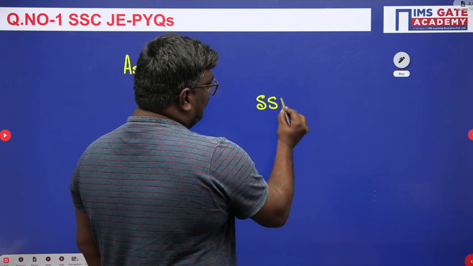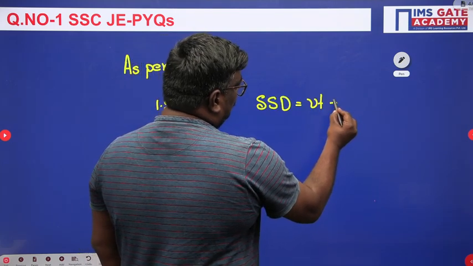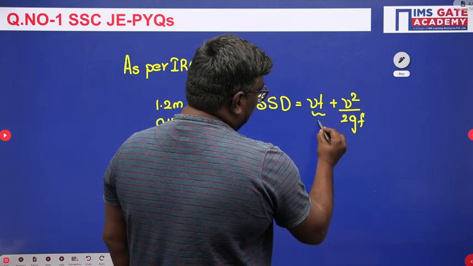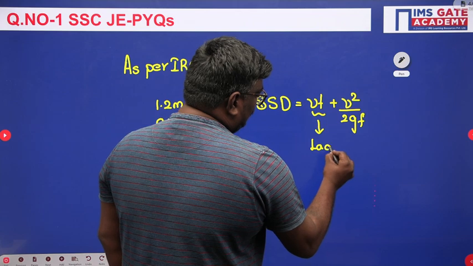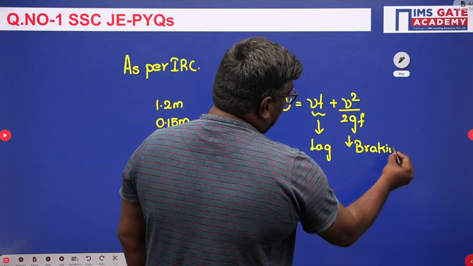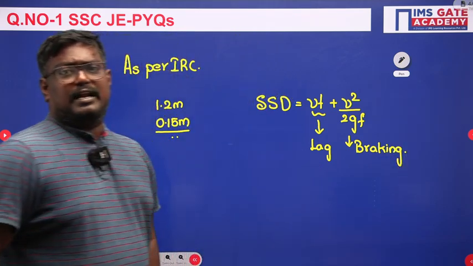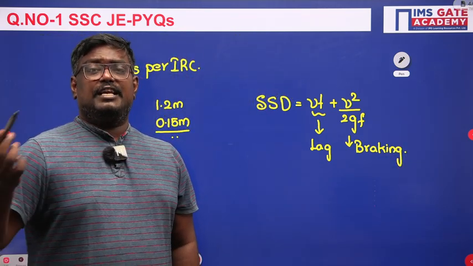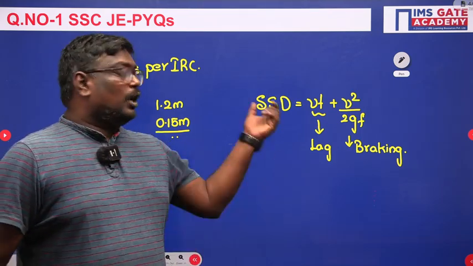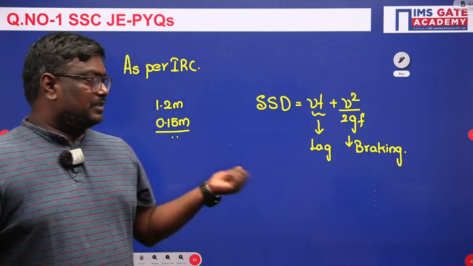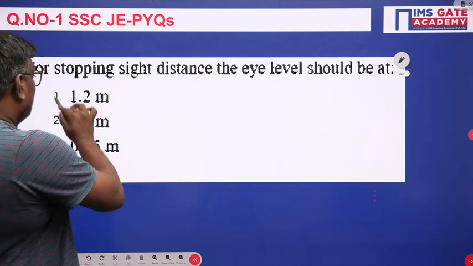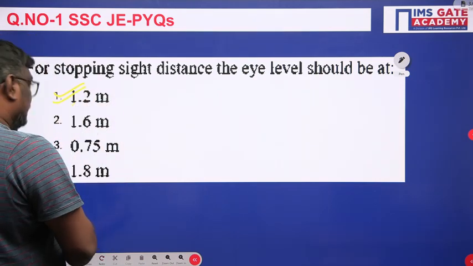SSD is equal to Vt plus V square upon 2gf. Remember my dear students, the first portion is taken as lag distance and the second portion is taken as braking distance. So what do you mean by SSD? It is the distance that can be visible to the driver sitting at a height of 1.2 meter, where he can see an object of 0.15 meter to stop the vehicle, or it is a summation of lag distance plus braking distance. Now as per IRC, the answer here is the first option, 1.2 meter.